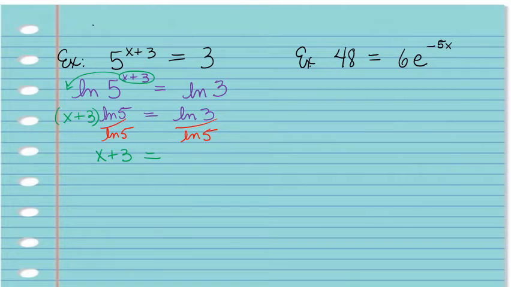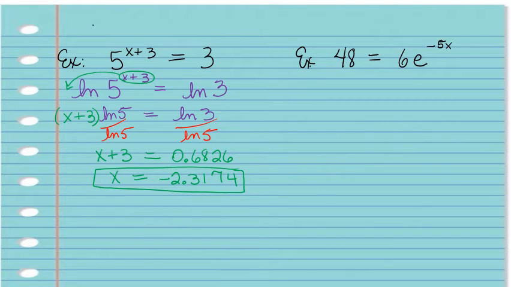And that gives me x plus 3 equals a decimal. I'm going to use my calculator to get that decimal. It's natural log of 3, close the parentheses, divided by natural log of 5. And so this decimal is 0.6826. And then I've got to solve for x. So I'm going to subtract 3 on both sides. And I get negative 2.317, and it rounds to 4. And so that is my official answer.